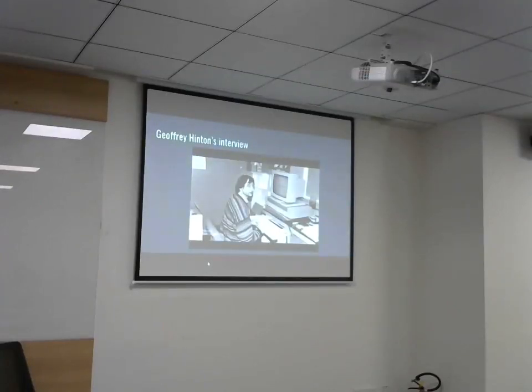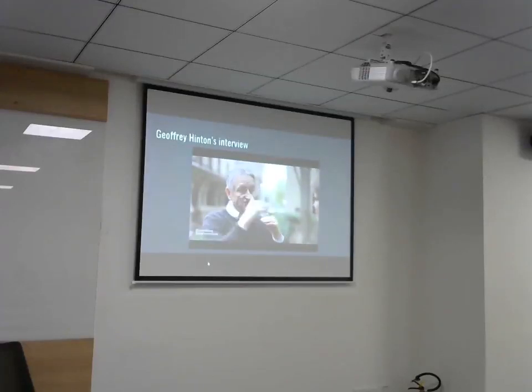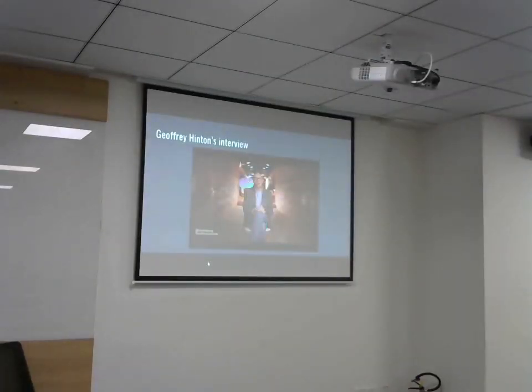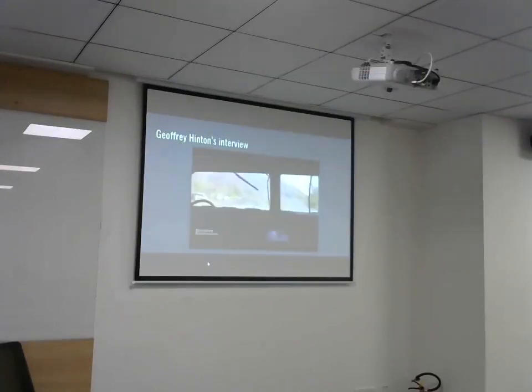And then in the mid-80s, we discovered how to make more complicated neural nets so that we could solve those problems that the simple ones couldn't solve. And his collaborators developed a multi-layer neural network, a deep neural network. And this started to work in a lot of ways.